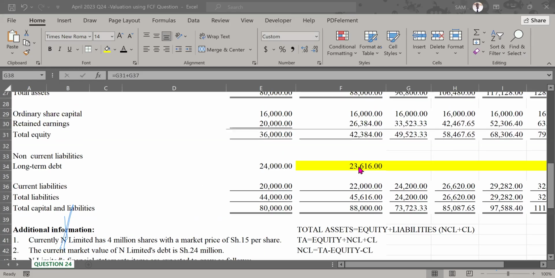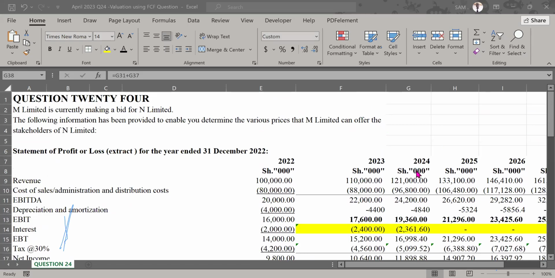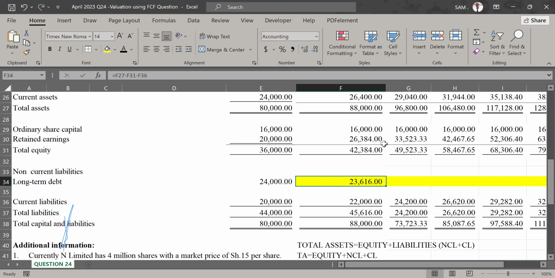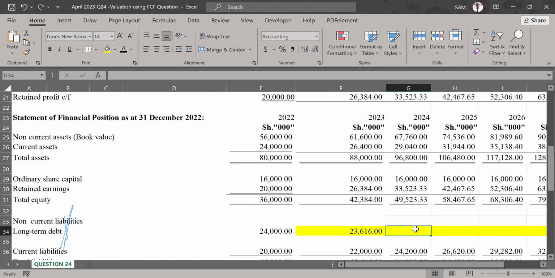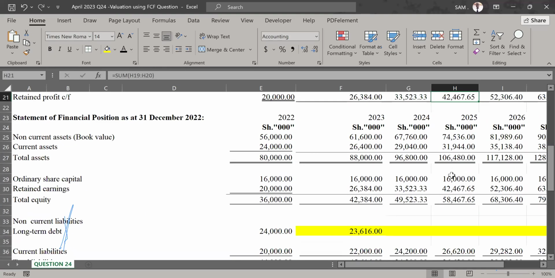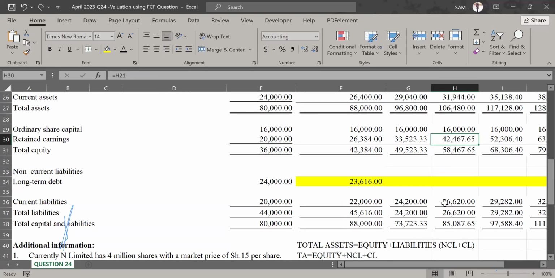So we've done 2024. Let's go to 2025. We've done the long-term debt for 2023. Let us come and get the long-term debt for 2024. And we know, once we get the long-term debt for 2024, we are going to get interest for 2025. And that interest for 2025 is going to change retained profit carried forward, which again changes our retained earnings for the same year, 2025. So because of those successive changes at every stage, we cannot afford to autofill. We go step by step.